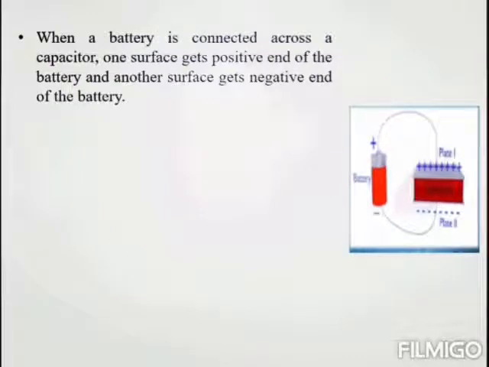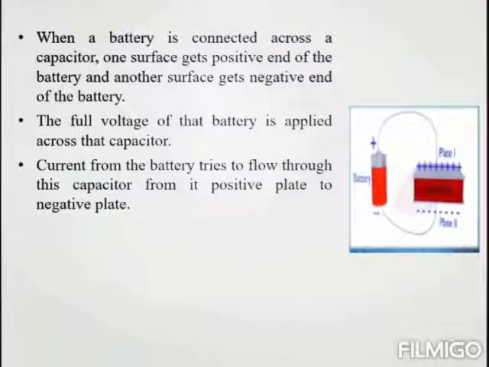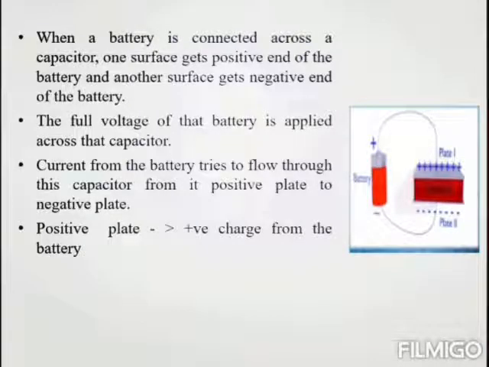So, when a battery is connected across a capacitor, one surface hits the positive end of the battery and the other surface hits the negative end of the battery. When you connect a capacitor to a battery, here's what happens. The full voltage of that battery is applied across the capacitor. The current from the battery tries to flow through the capacitor from its positive plate to its negative plate.